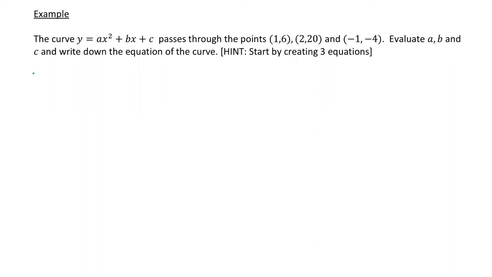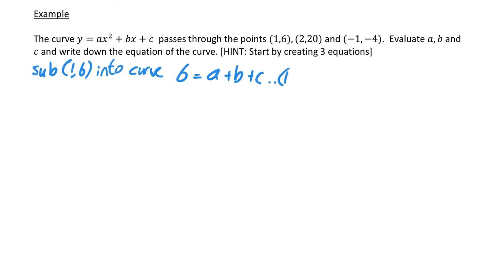So what we're going to do is we're going to sub in the coordinates. So the first coordinate is a point that passes through (1, 6). And if you sub that into the curve, you're going to get 6 for my y value is equal to a times 1 squared, which is just going to be a, b times 1, which is just going to be b, and just c, and that's what we've got. So that is my equation 1.